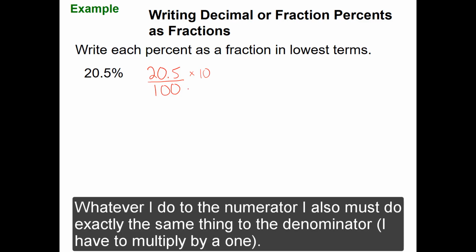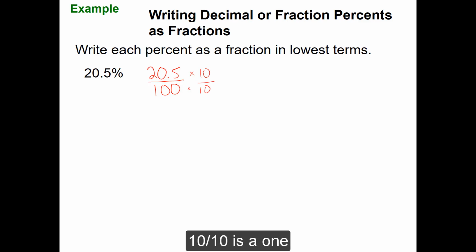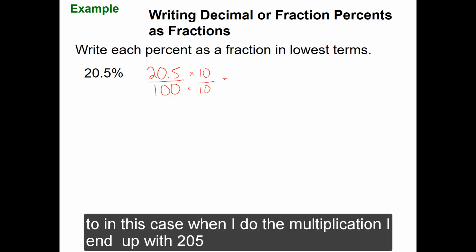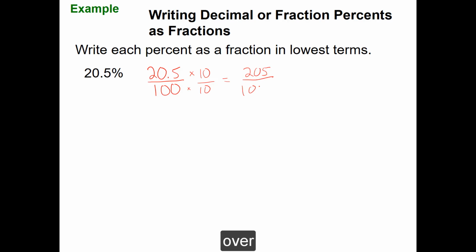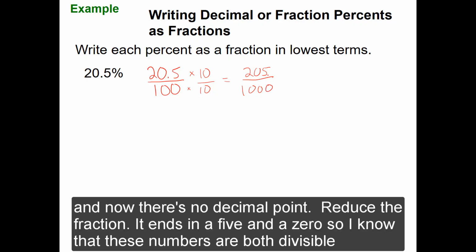Whatever I do to the numerator, I also have to do exactly the same thing to the denominator, because I have to multiply by a 1. Well, 10 over 10 is a 1. So when I do the multiplication, I end up with 205 over 1,000. And now there's no decimal point. I look at the fraction, I reduce it.